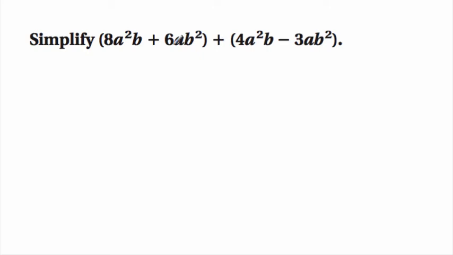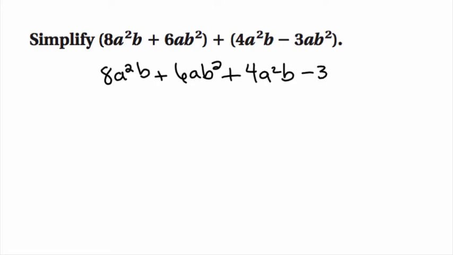Addition is really very simple because you don't have to worry about your signs too much. Since you have a plus sign here in the middle, you can just drop your parentheses. So I'm going to have 8a squared b plus 6ab squared plus 4a squared b minus 3ab squared.